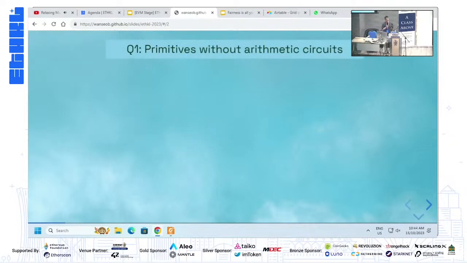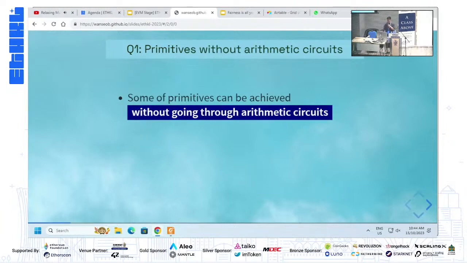So the first question, the primitives without arithmetic circuits. This is about how some primitives can be achieved without going through arithmetic circuits. The easiest example is the ECDSA that I just mentioned, because ECDSA is also a zero knowledge proof, which is also succinct, also non-interactive, but actually it's proving some relationship that you have a private key and also you have a public key, which is derived from the private key.